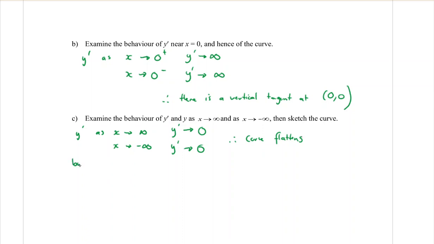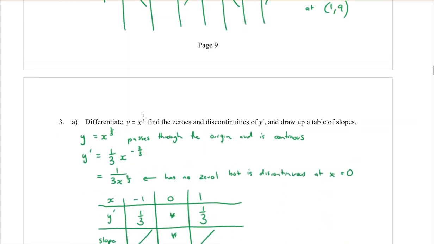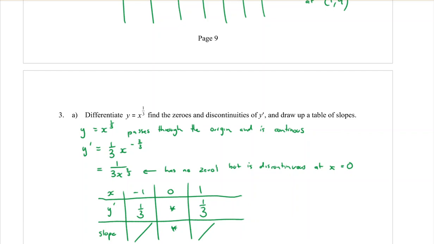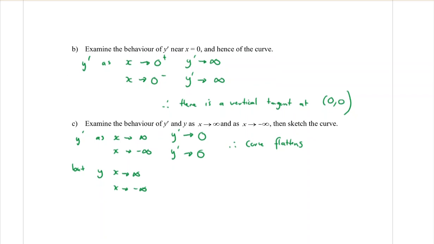But what happens to y as x is approaching infinity and as x is approaching negative infinity? This is back into the original equation. If I was to put x is equal to infinity into here, what's y approaching? Infinity. If I put negative infinity in there, what's it approaching? Careful. Yes.